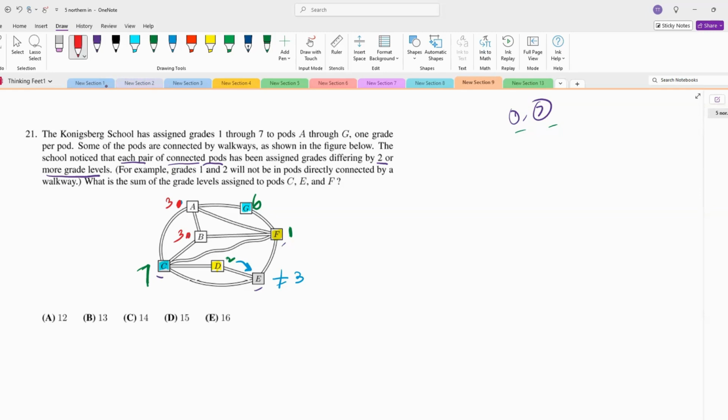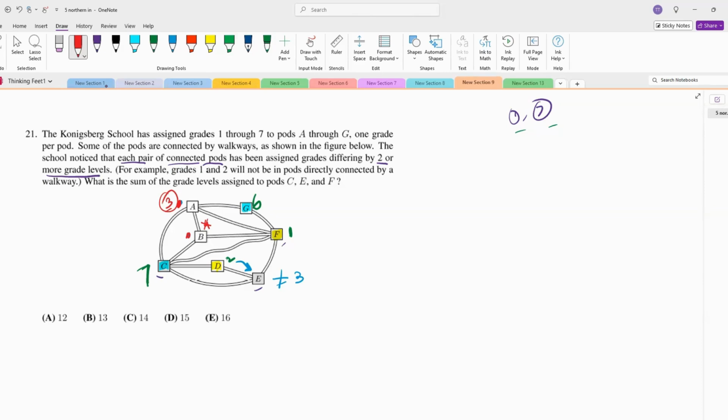Right? One of these has to be 3. What does that tell us? If one of these is 3, let's say this is 3, that means this one, B, cannot be 4. Right? It cannot be 4. So whichever one is 3, the other one cannot be 4 because they are connected to each other.